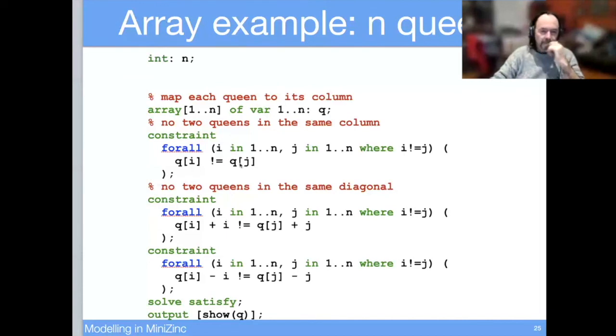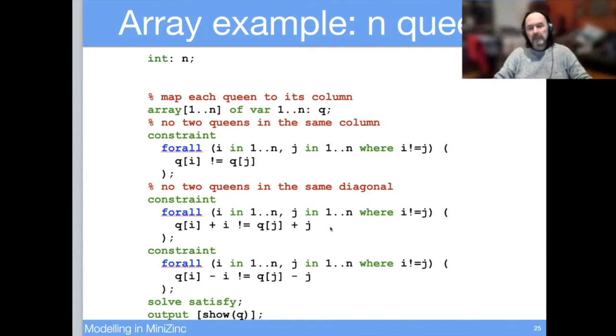So the diagonal is a bit sneakier. We're doing the same thing. We're iterating over all pairs of ij. And we're saying, if we take the queen in row i, so this is the column for the queen in row i, and we add i to it, and the queen in row j and add j to it, they have to be different.